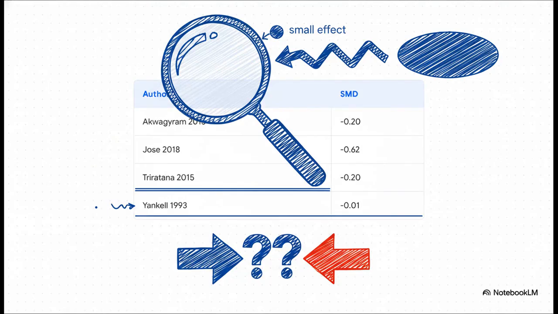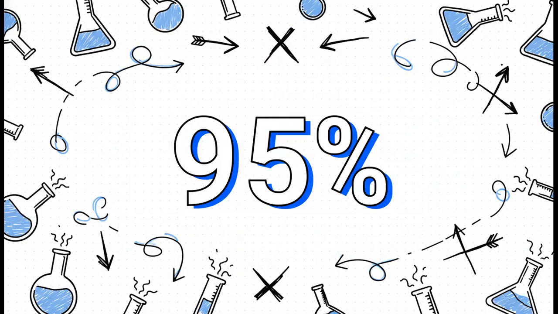Let's just zoom in on the studies that lasted 6 months. The aquagragium study found a small effect, minus 0.20. But then the JOST study found a much bigger effect, minus 0.62. And then look at the Yankel study. It found almost no effect at all. So yeah, they clearly don't agree. Now, the meta-analysis doesn't just eyeball this, it actually gives us a number to quantify this disagreement. And for this group of studies, that number is a whopping 95%.